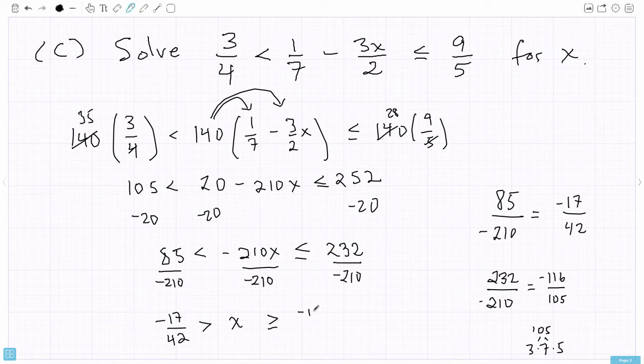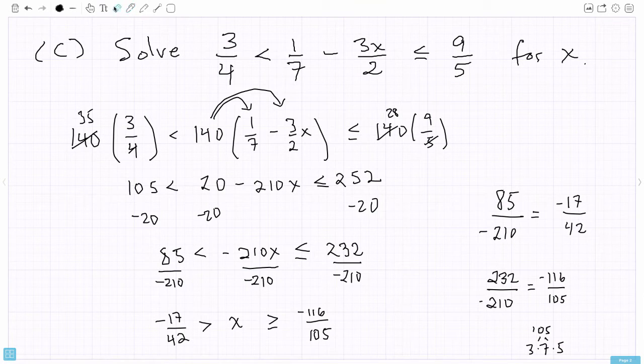Negative 116 over 105. This way I'm keeping it the exact value rather than putting a decimal and then rounding it off with a decimal and no longer being exactly correct. I'm able to keep the exact answer.